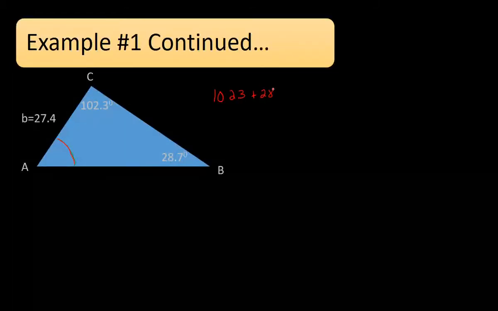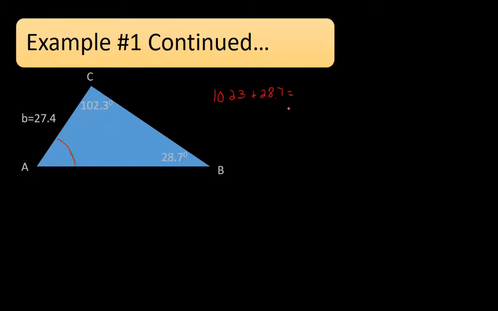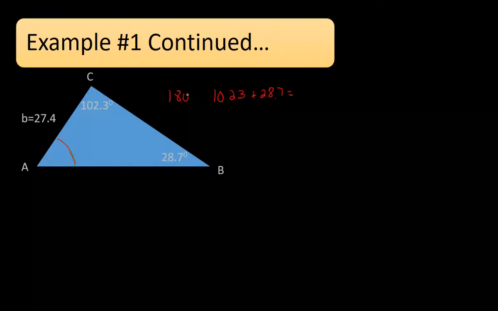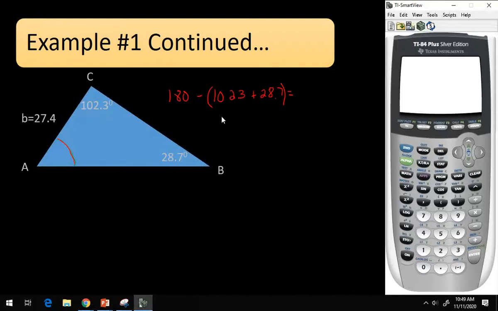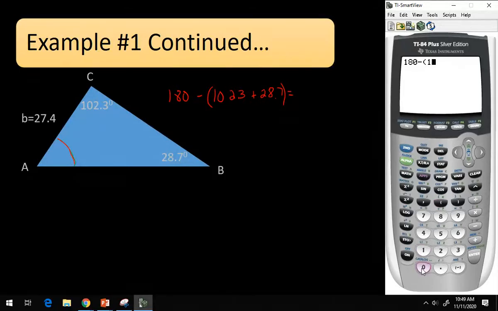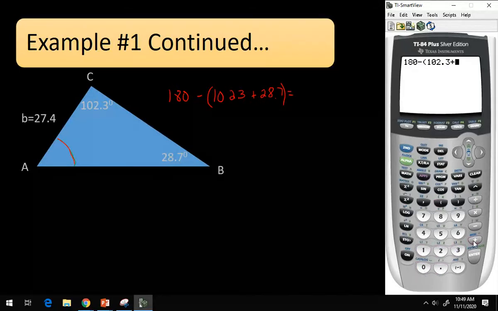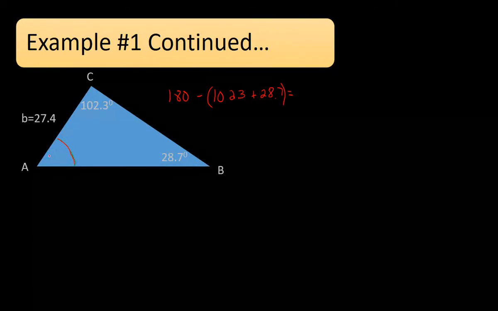One of the things we're going to do is add 102.3 and 28.7, and we'll subtract that from 180, because we know there's 180 total for a triangle. So I'm going to pull up my calculator, and I will go 180 minus your 102.3 and your 28.7, which will give us 49. So we wind up with a 49-degree angle for angle A.